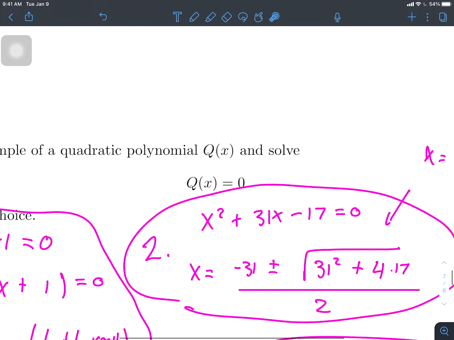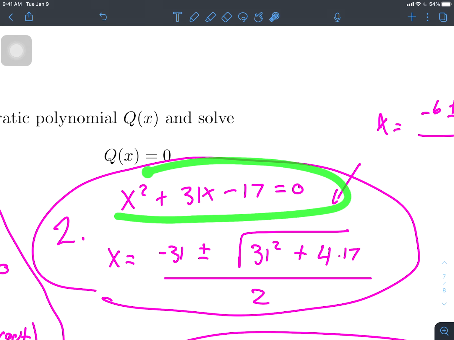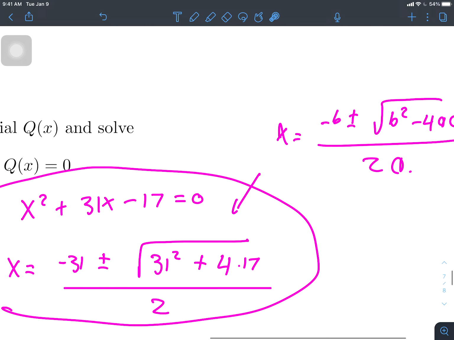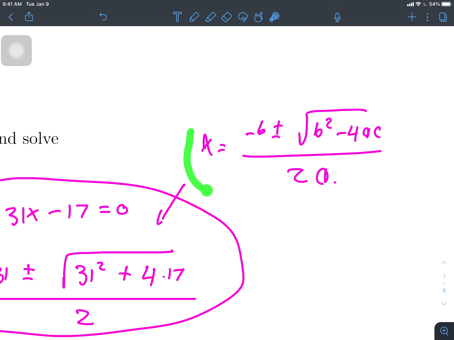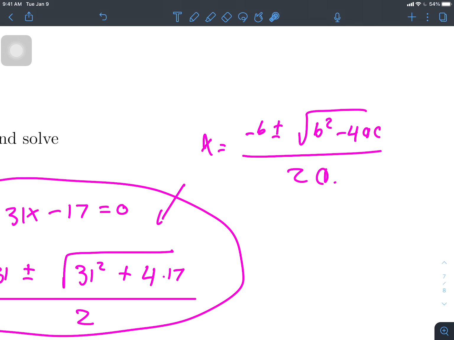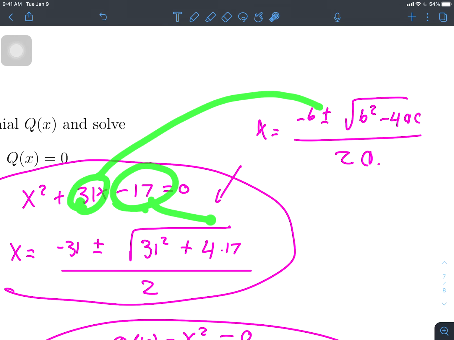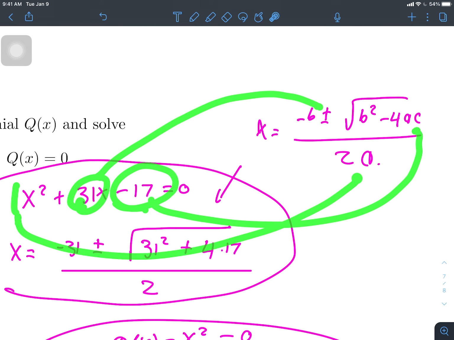Okay, then I did another one. I just came up with a really crazy one. x squared plus 31x minus 17 is equal to 0. And this one I said I'm going to solve it using the quadratic formula. So the quadratic formula is just x equals negative b plus or minus the square root of b squared minus 4ac all over 2a. So in this case, b is 31, c is negative 17, and a is just 1.